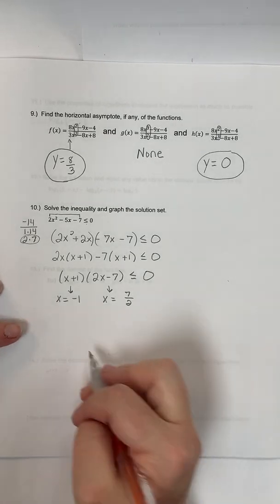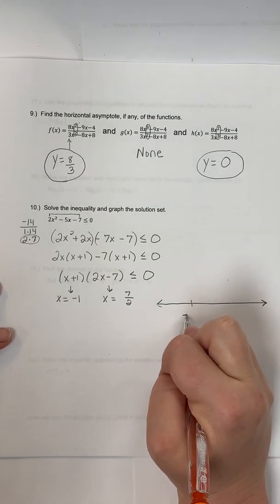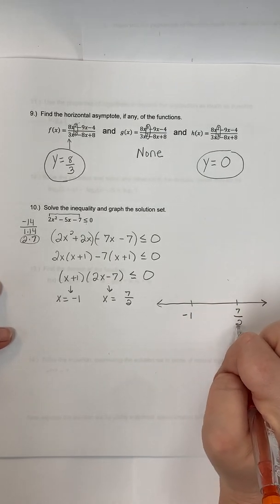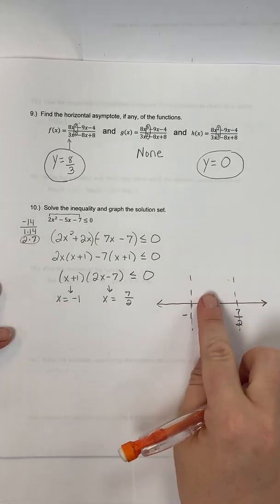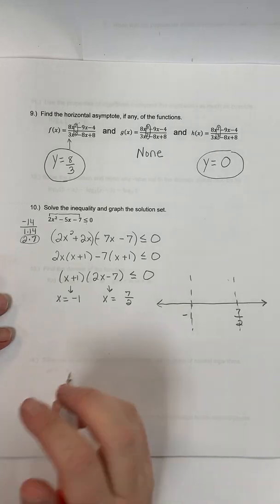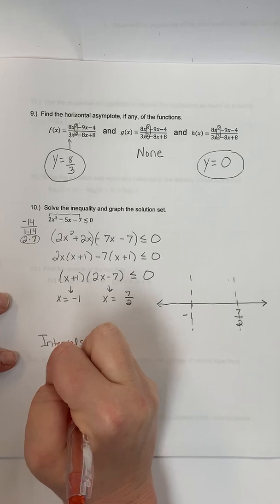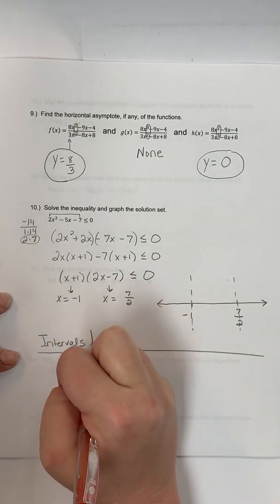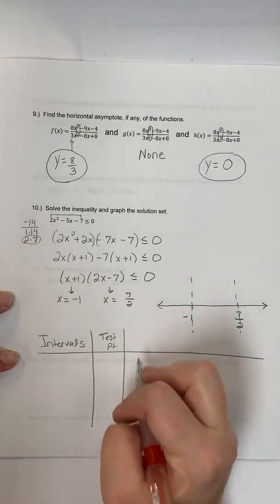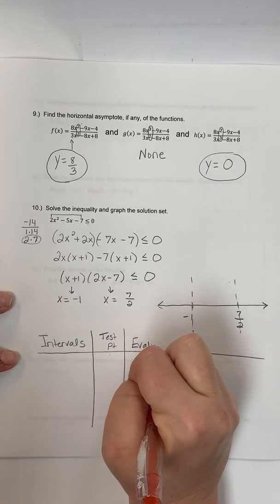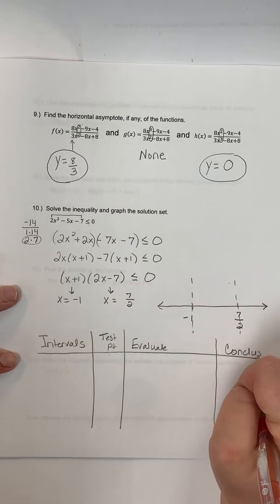These are not the answers. Remember, these are the boundary points. So, -1, 7/2. I have now created 3 intervals. All right, so I'm going to make a little chart so that I can test my points. I'm going to come up with a test point for each. I'm going to evaluate here, and then I'm going to draw a conclusion.